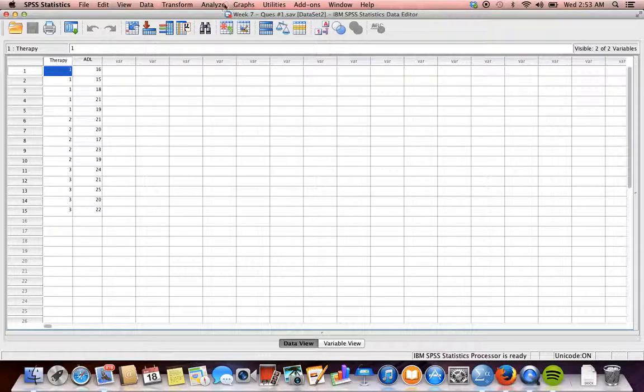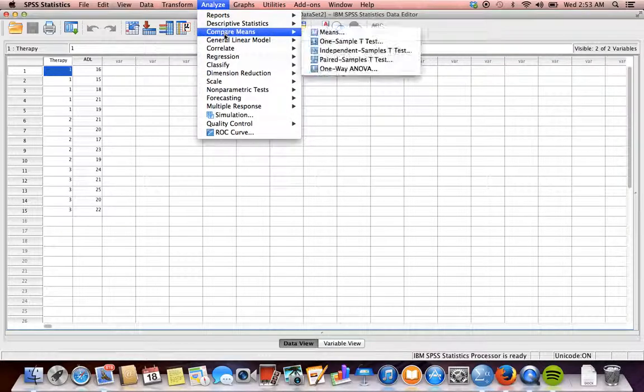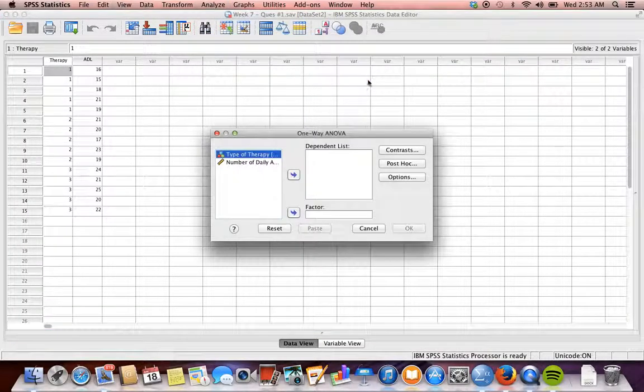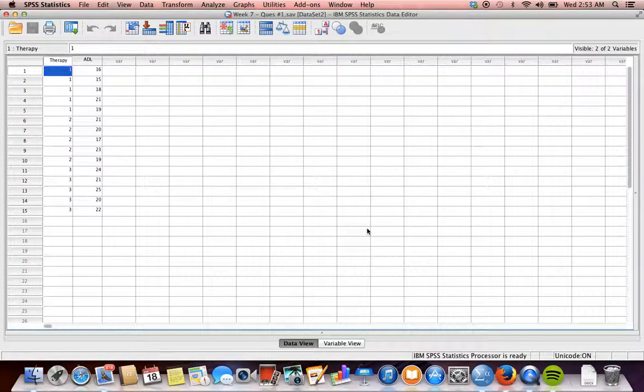You'll go to Analyze, Compare Means, One-Way ANOVA, and you'll put type of therapy into the factor area, the number of daily activities into the dependent list, and then you'll click OK. I won't click OK because I'll give away the answer, but you practically have the answer right there. So I'm going to click cancel. So that is question 1.